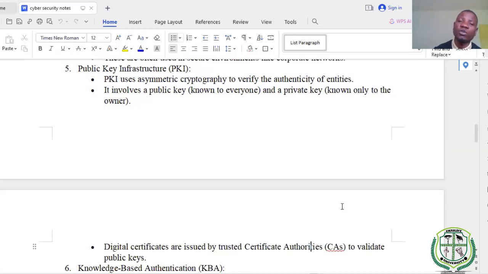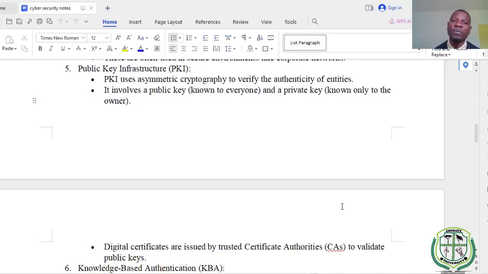The other authentication that we have is public key infrastructure, which is PKI. It uses cryptography to verify the authenticity of entities. It involves a public key, which is known by everyone, and a private key known only to the owner.